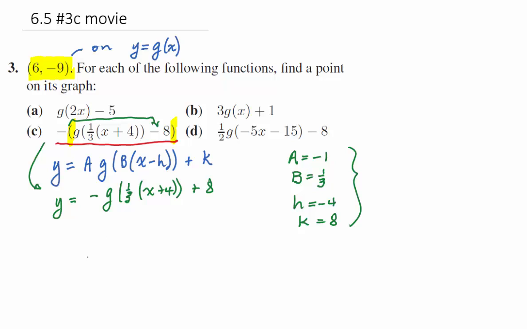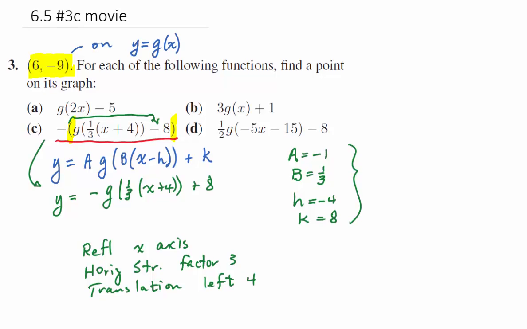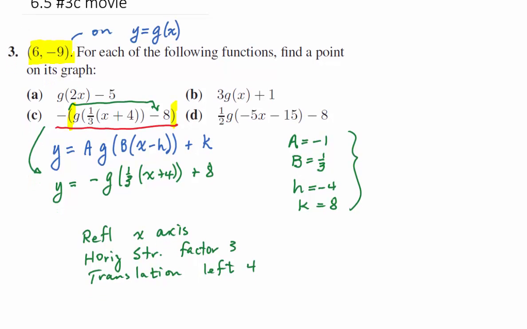The a equals -1 means that we have a reflection in the x-axis. b equals 1/3 means that we have a horizontal stretch by factor 3 because we use the reciprocal of b. h equals -4 means we have a translation to the left 4 units, and the k equals 8 means we have another translation up 8 units.